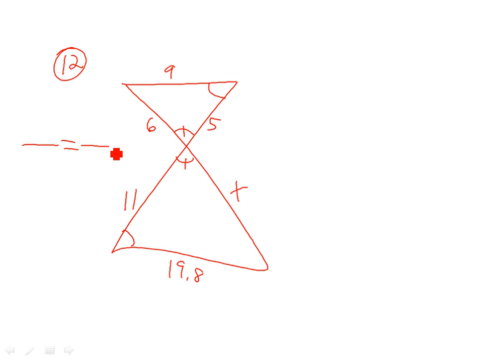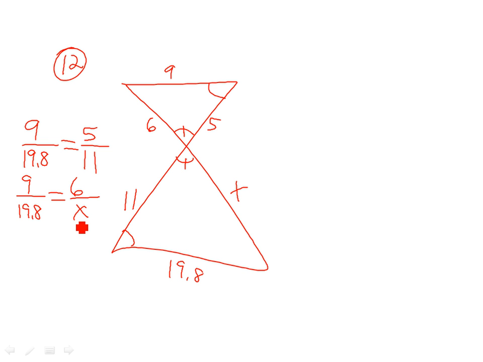Pick me a number in this smaller triangle on top. 9. What's it going to match up to in the other triangle? 19.8. So that is pretty easy, right? Pick me another number in the triangle on top. 5. What's it match up to in the other triangle? 11. Is that going to help us any? No, we're looking for x. 6 and x. So you made me write all that for nothing. 9 and 19.8, we can still use that, right? And 6 and x. This triangle has to sort of be spun around to match up correctly, right?